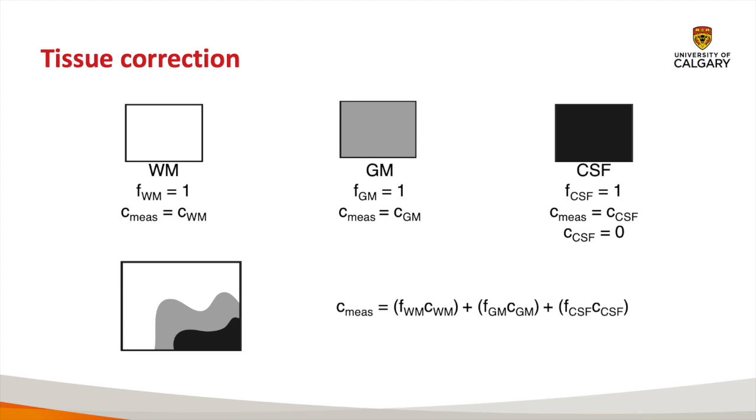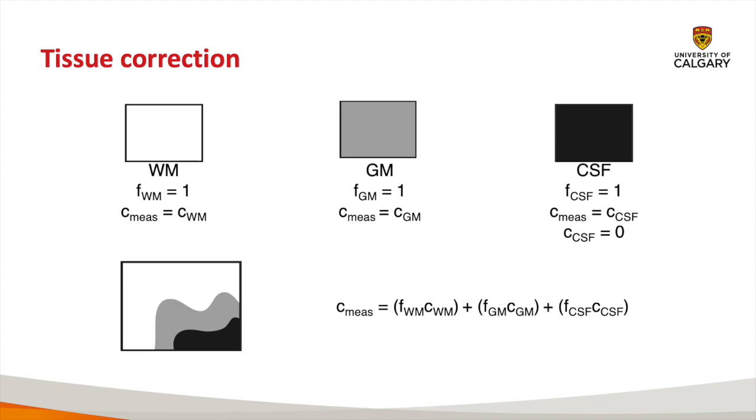And so the fraction of white matter in this voxel equals 1, and the concentration of GABA measured in this voxel is equal to the concentration of GABA in white matter. In the middle, I'm showing a voxel that is pure gray matter, so the fraction of gray matter is 1, and the concentration measured in this voxel equals the concentration of GABA in gray matter. And then finally, on the right-hand side, we see a voxel that is pure CSF, where the fraction of CSF equals 1, and again, the concentration of GABA measured in this voxel is equal to the concentration of GABA in CSF, and that equals 0.